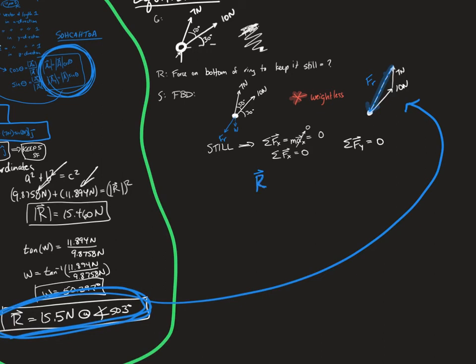Anyway, so here's the resultant. The resultant was 15.5 newtons at an angle like this of 50.3 degrees. So FR, and there's a few ways to write this. One, you could say it's negative 15.5 newtons at an angle of 50.3 degrees. I think most people don't really like to get negative answers. So I would propose that you always keep it positive, okay?